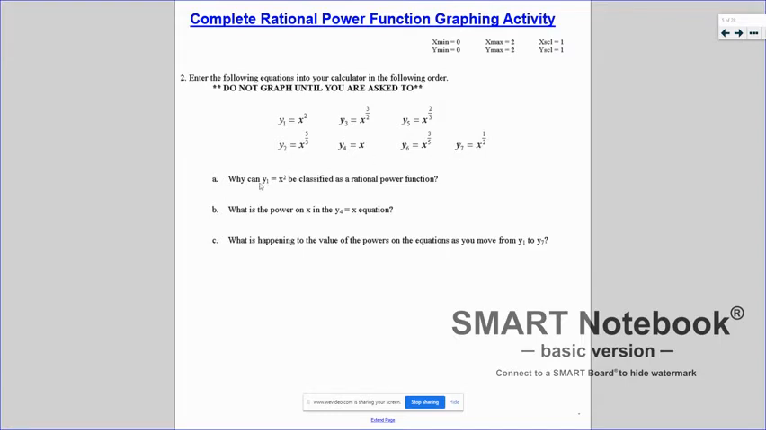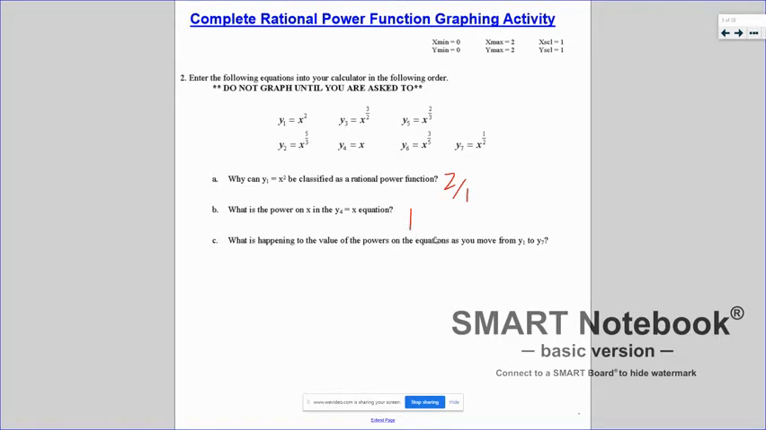All right, so getting into questions. Why can y sub 1 equals x squared be classified as a rational power? So rational power is x taken to some rational number. So 2 I could write as 2 over 1, and that's one way to think of that: yes, indeed, it is rational. It's an integer over an integer. What is the power on the y sub 4? Y sub 4 equals x, so that means x to the 1. And again, that would be 1 over 1.